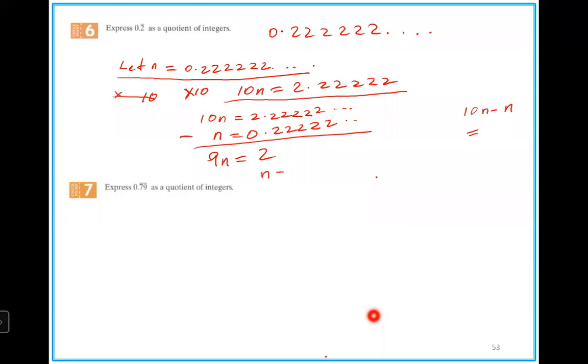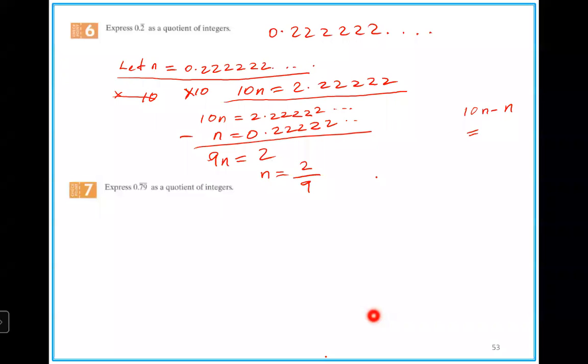So n would now be equal to what? If 9n is equal to 2, what is n equal to? Anybody else want to finish that? Ms. Pratt, what is it? Right there, a 9. 9 times n is equal to 2? So what is n? 2/9.